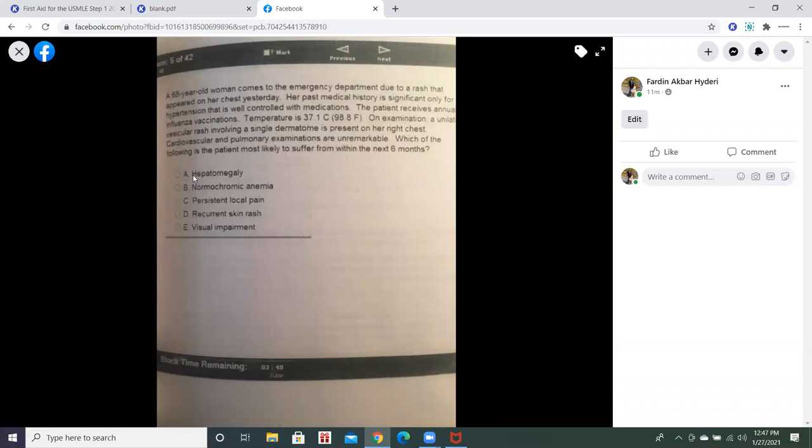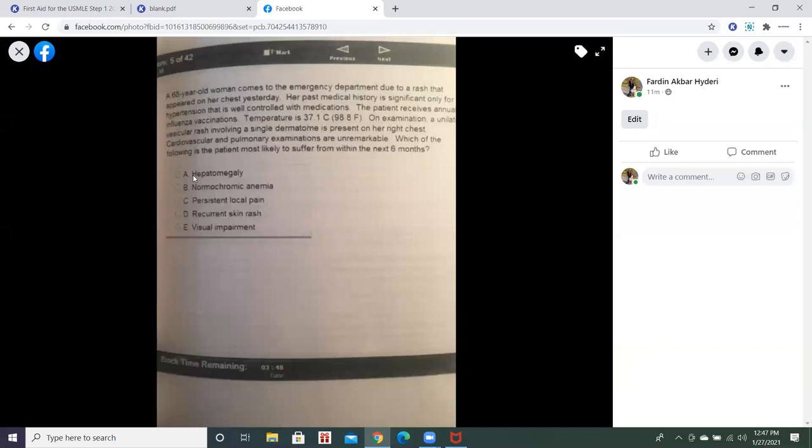Okay, a 68-year-old woman comes to the emergency department due to a rash that appeared on her chest. Her past medical history is significant only for hypertension that is well controlled with medication. The patient receives annual influenza vaccinations. Okay, focus on the first complaint the patient has, that's a rash.